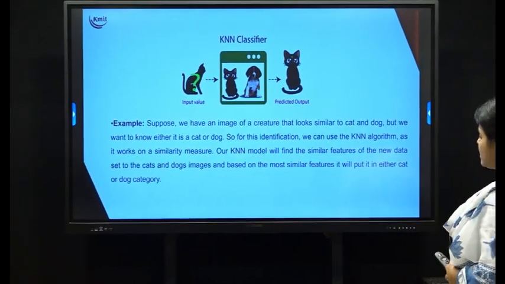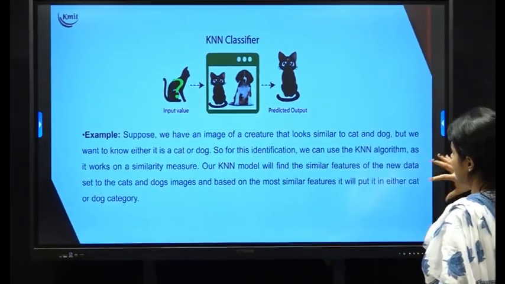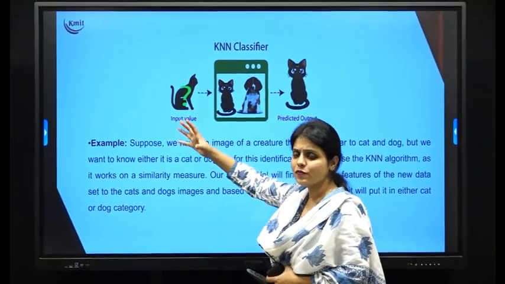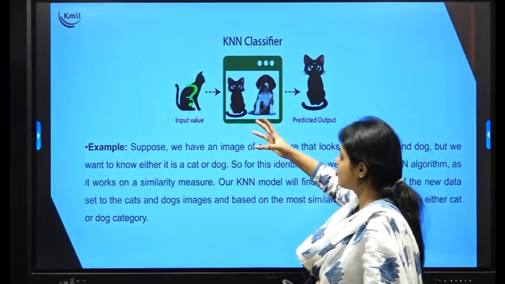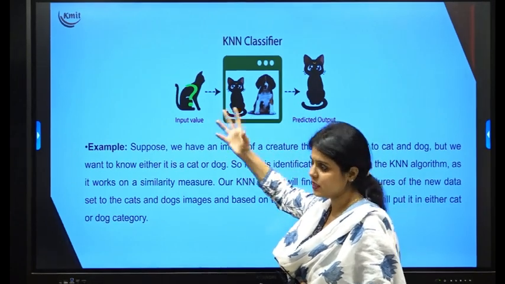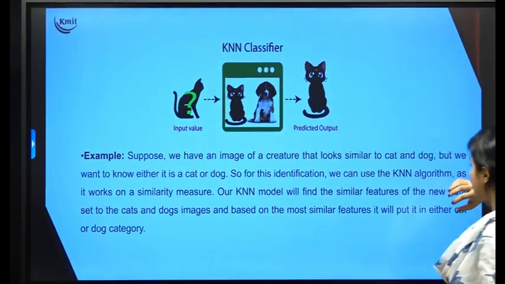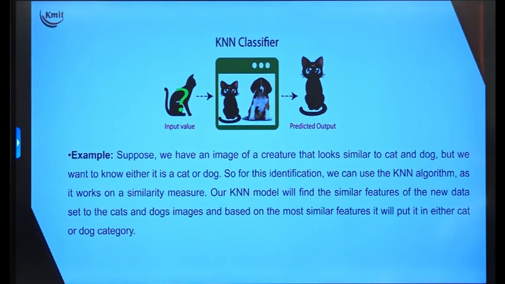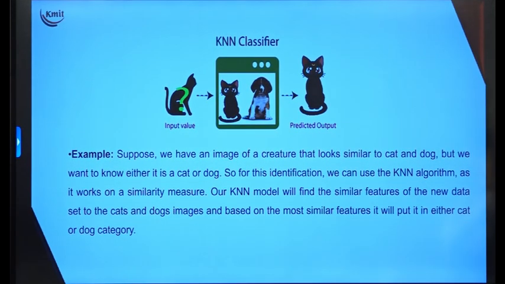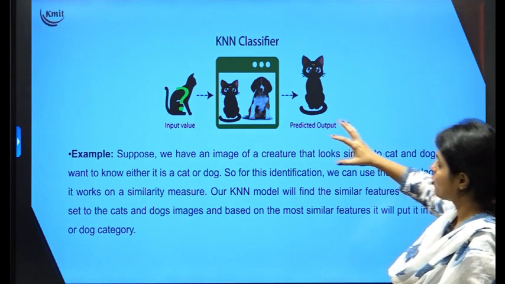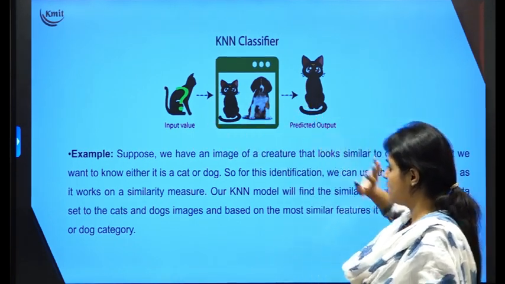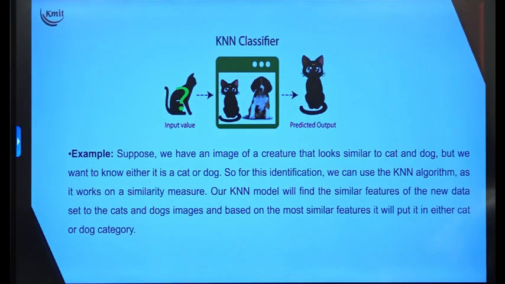Okay, now as you can see we have an image of a creature. This is the input. We have an image of a creature which looks like a cat and a dog. We are confused about which particular animal it is exactly. So in order to differentiate or classify whether it is a cat or a dog, we use the KNN algorithm for identification. So we train the model. For training the model, we first store the data, analyze it with respect to the given input and then produce the output.